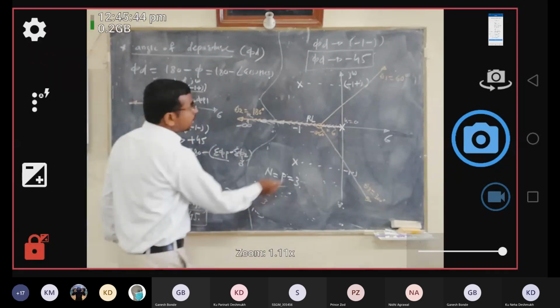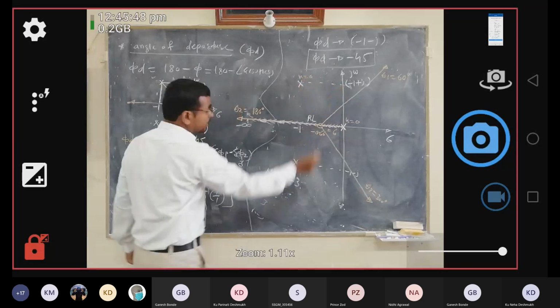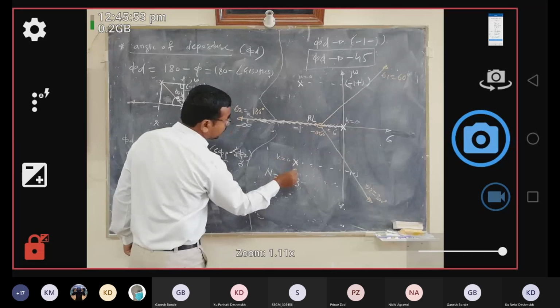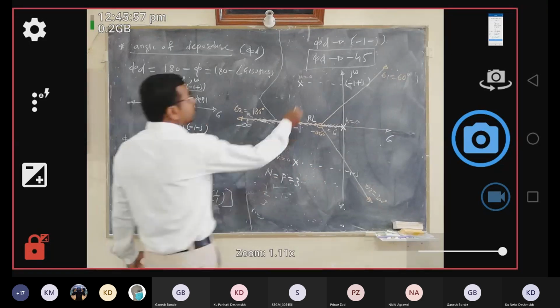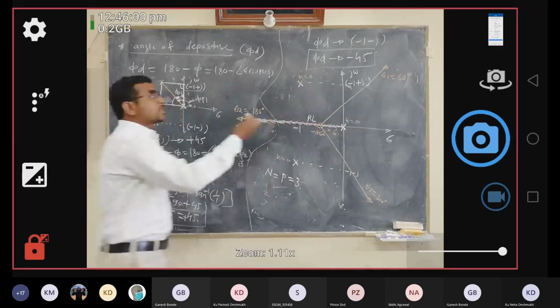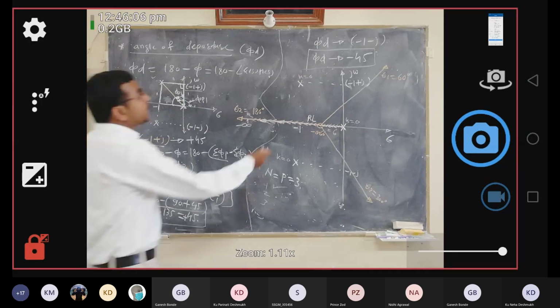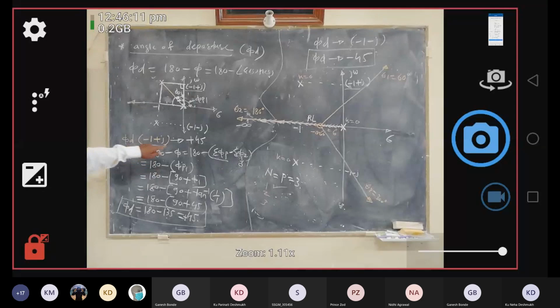So the second branch originates at k is equal to 0 at -1 plus j. The third branch originates at k is equal to 0 at -1 minus j. But what will be the direction of the branches? For that purpose we have to determine the angle of departure. Okay, and what is the angle of departure for -1 plus j? For -1 plus j we have plus 45.